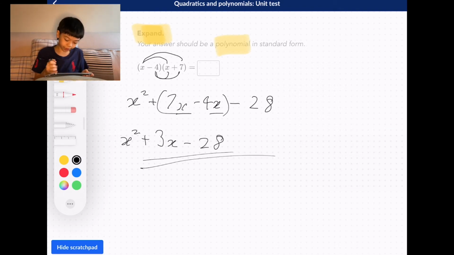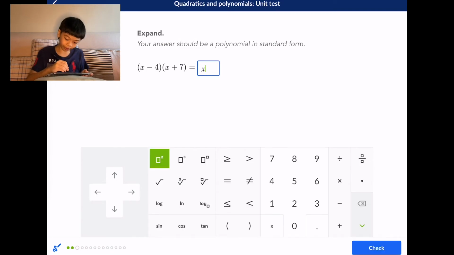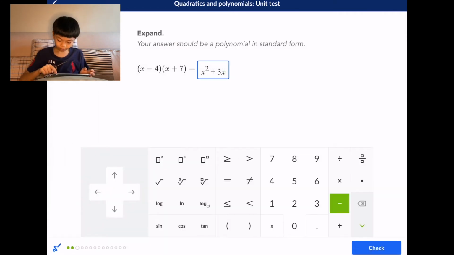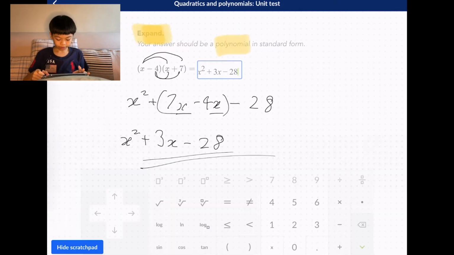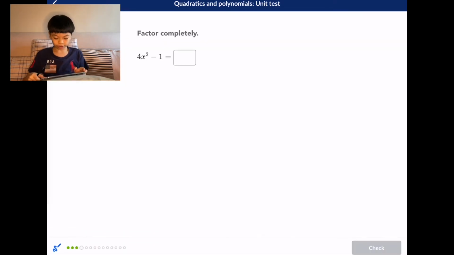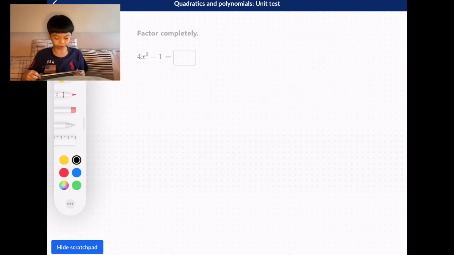So let's check it out, see if I'm correct. x squared plus 3x minus 28. Let's see if it works. It's correct, so we can move onward. They want us to factor this completely too.